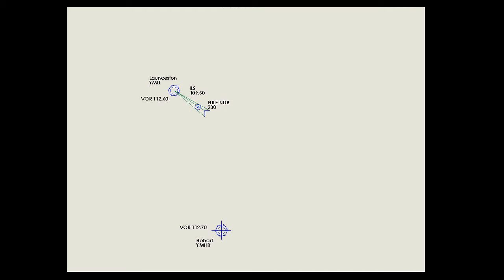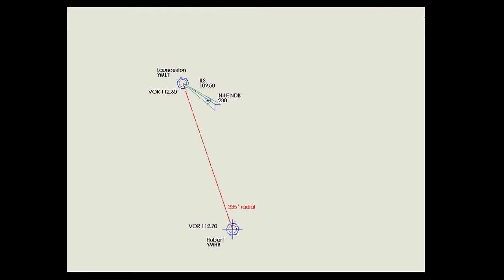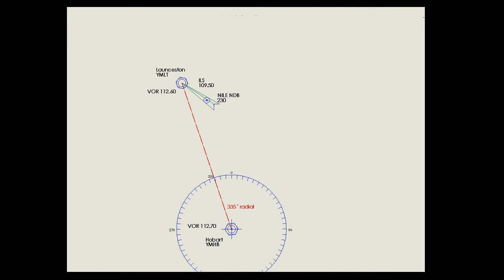I'm going to tune my nav1 radio to the Hobart VOR frequency 112.7. Then I'm going to use the course knob to select the course 335 degrees. This is a 335 radial that emanates from the Hobart VOR, and it in fact leads directly to Launceston Airport.